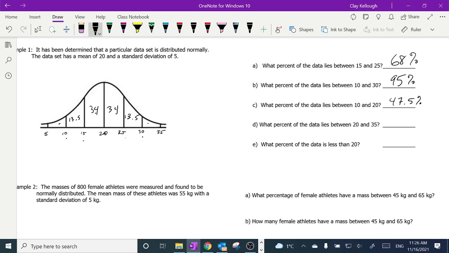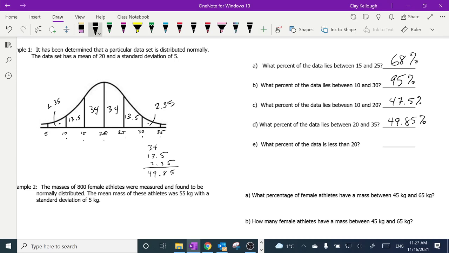And then if it's 99.7 between these two all together, we already have 95% of it. That makes this 2.35 and this one 2.35. In fact, the diagram above kind of shows us that. So, one more time, how much is it between 20 and 35? It'd be 34 plus 13.5 plus 2.35. So that'd be a 5 there, and 8 there, and 7, 8, 9, and so 49.85% between 20 and 35.